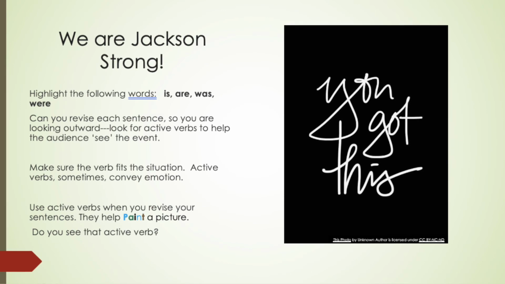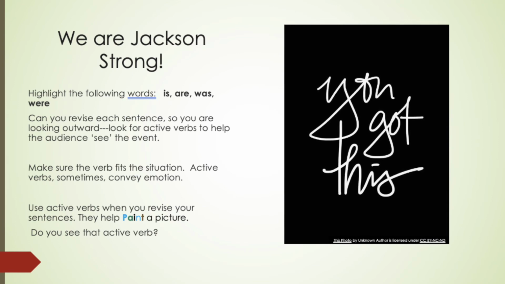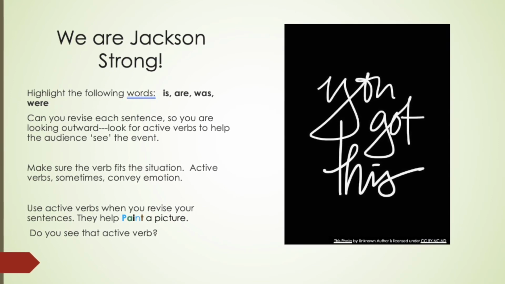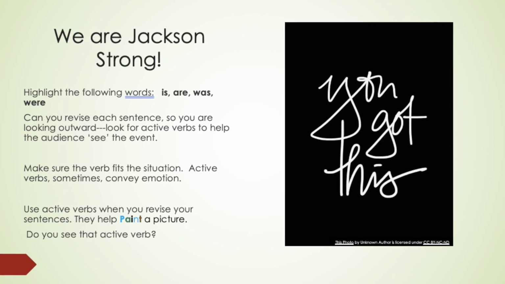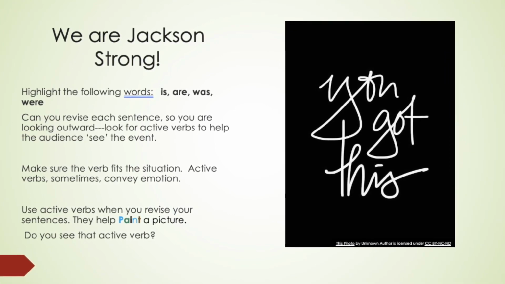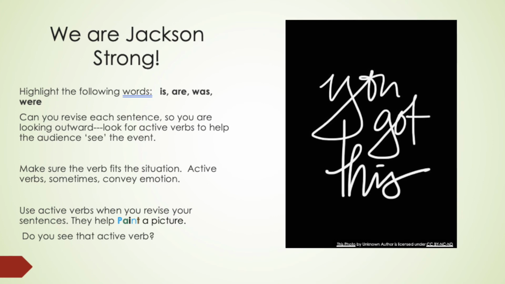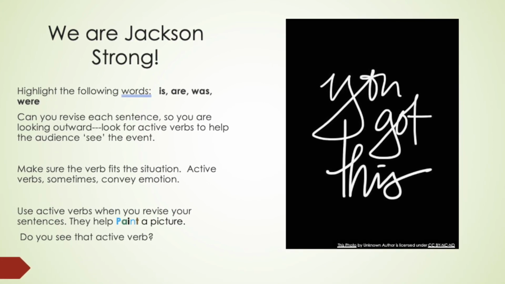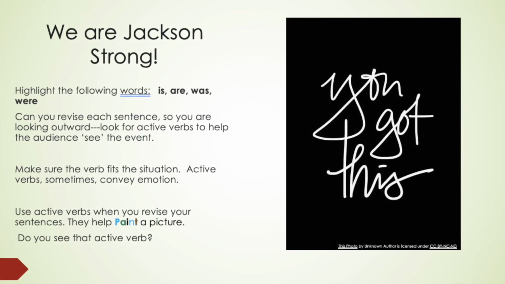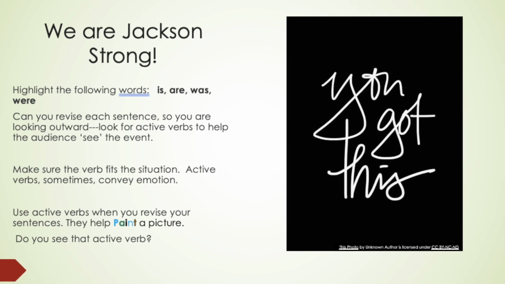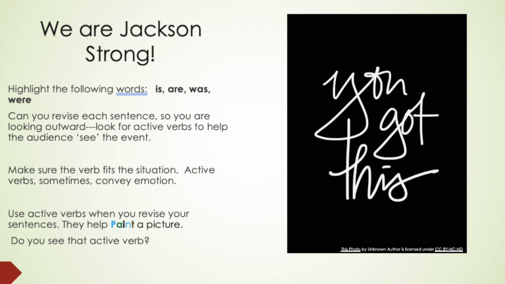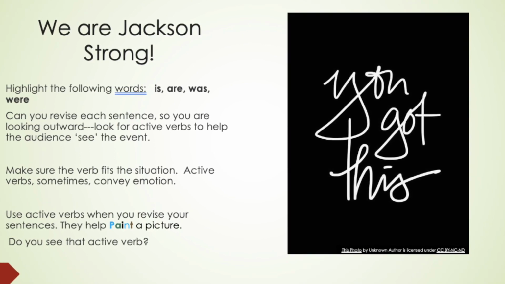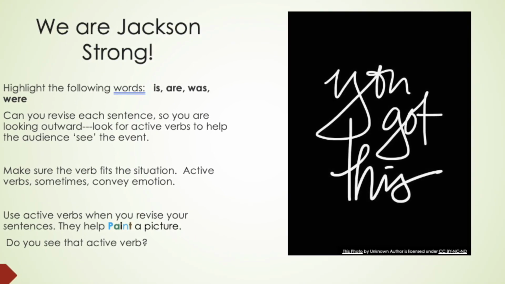Okay, guys, to recap, highlighting words like is, are, was, were are ways to see when you're using a passive voice in your writing. When we do this, we can just revise our sentence, add some active verbs in there, and that's going to make our narrative look outward and help our audience see the event. Catering these words to the situation we're talking about is going to help convey emotion. It's going to make our writing skills shine. And once you start using active verbs, I promise you won't be able to stop.